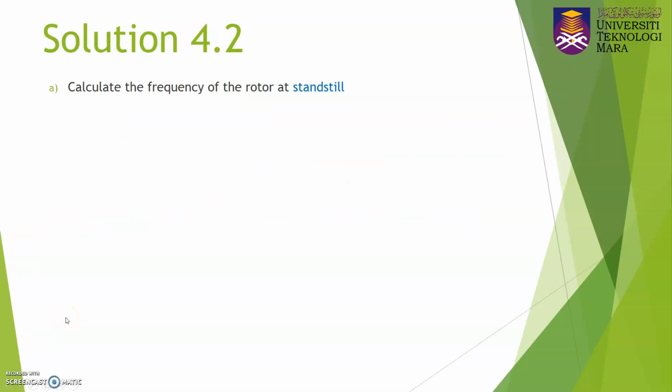So the solution for the question is, for A, you need to calculate the frequency of the rotor at standstill. In this case, when it stands still, meaning that S is equal to 1, the formula of the F rotor is given by S multiplied with the frequency of the power supply, which is 60 Hz. So 1 multiplied with 60 is 60 Hz.